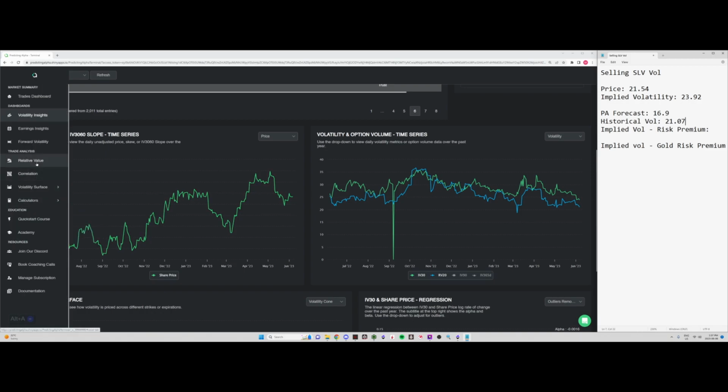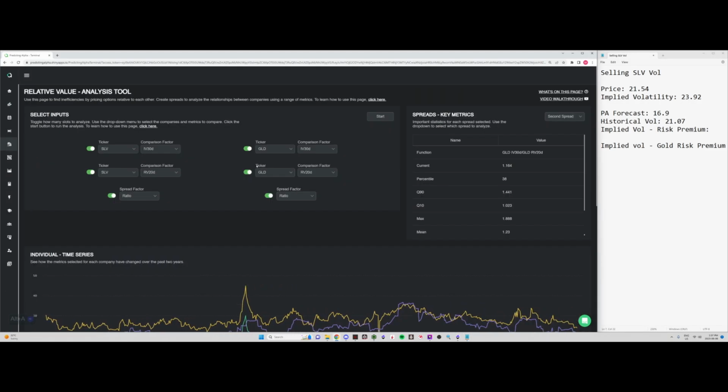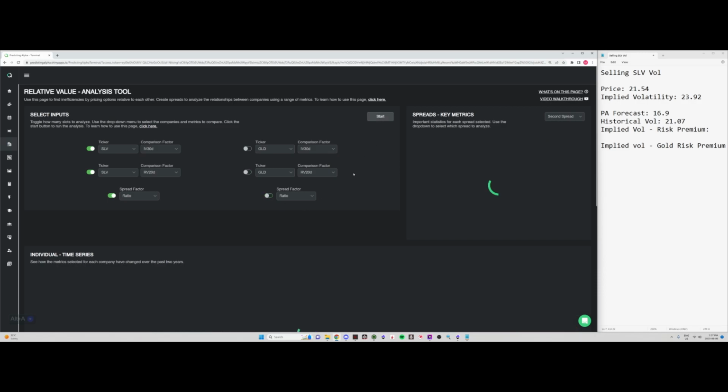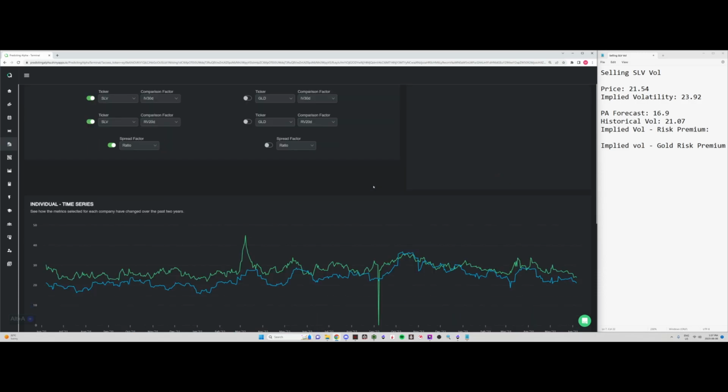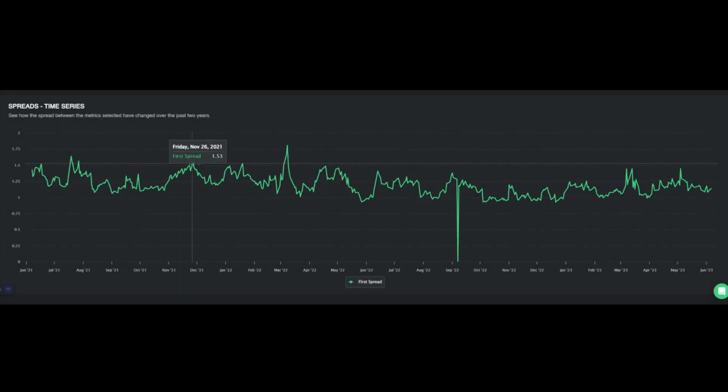So let's pop over to the relative value tab here. We're just going to plot silver for now, and we're going to look at the IV-RV ratio. Focusing on this graph here, we can see that implied vol just tends to be a little higher than realized vol on average. So this line is the implied vol divided by the realized vol. So anything above 1 is a premium for option sellers. This premium is basically never below 1.